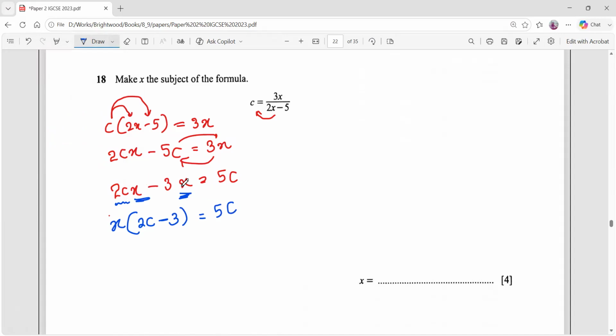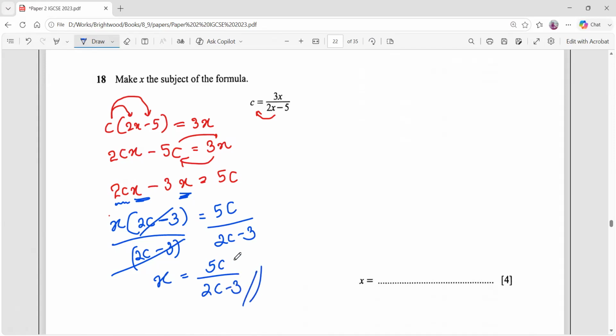2c minus 3 equals 5c. Now this bracket means multiplication. You can take this one to the other side, and it becomes divide. Otherwise, you can divide both sides by 2c minus 3. Here also 2c minus 3. Cancel this one and this one. Remaining, x equals 5c over 2c minus 3.